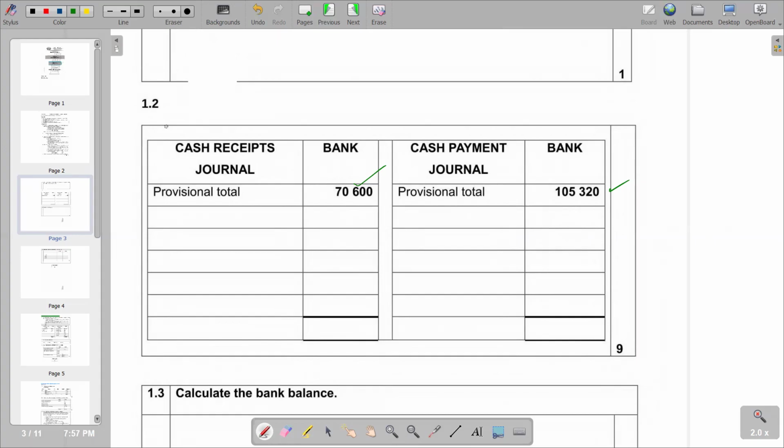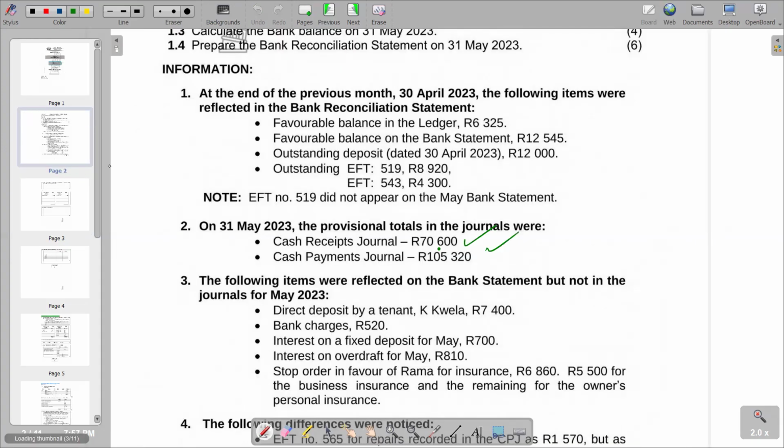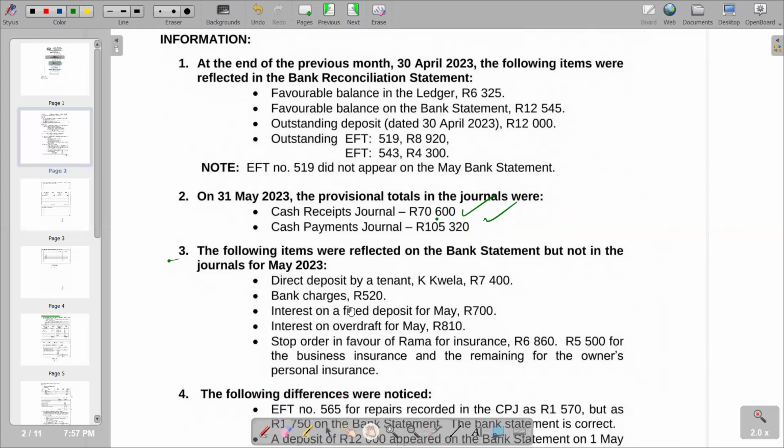So from there, we can now try to see in terms of items which are supposed to update in those journals, reflected on the bank statement but not in the journals for May 2023. So basically, this is information that we are looking for. We want the information that is appearing on the bank statement, but not in the journals. So the first one is saying direct deposit by tenant K Quella, 7,400. So we've got a deposit that is there on the bank statement, but in the journals not appearing.